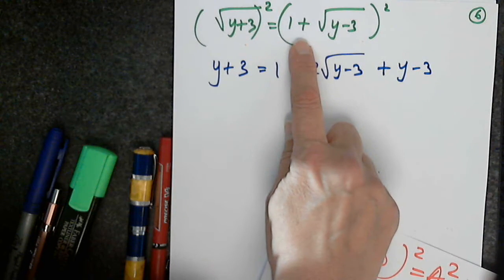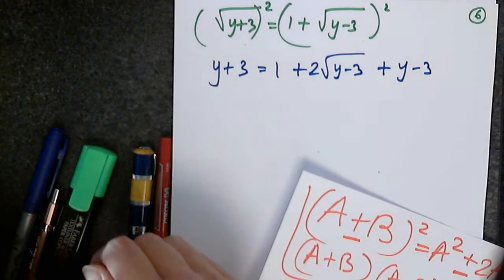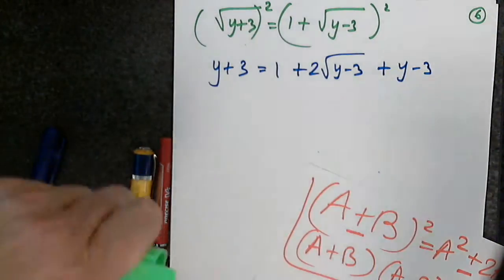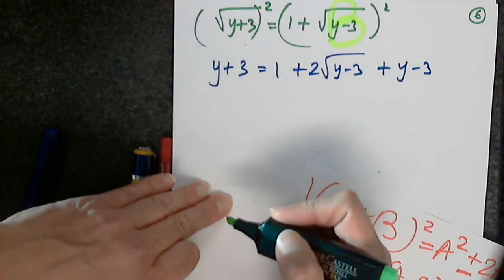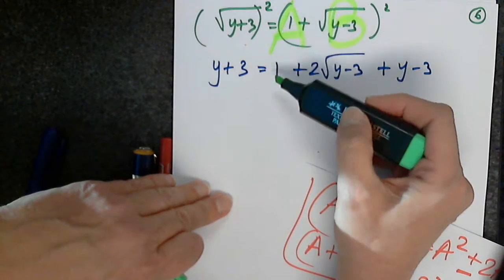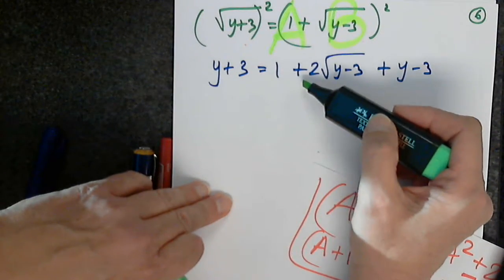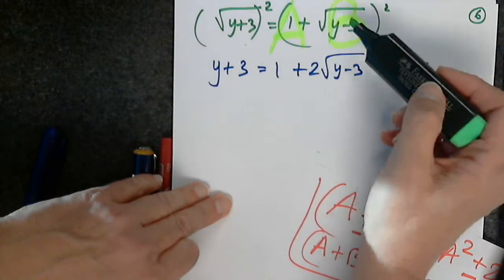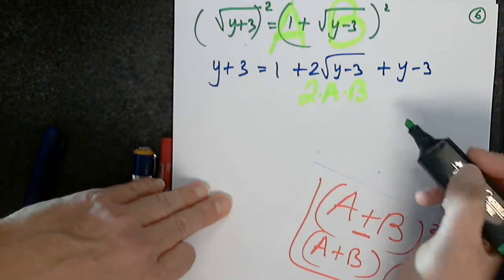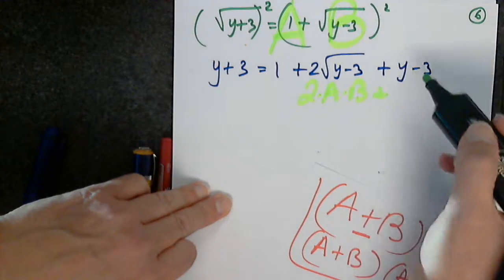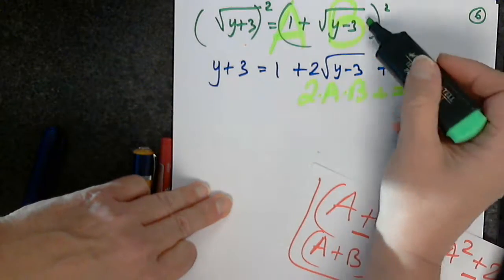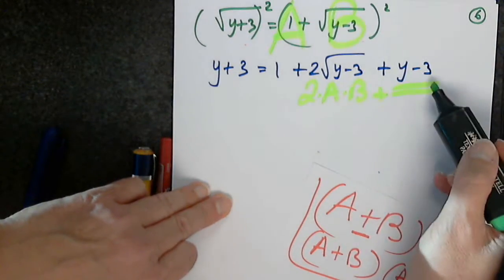I was looking in between the 1 minus 3. But this quantity is the b, and this quantity is the a. So a squared is 1 plus 2 times a times b plus b squared, which is this. So the square root squared is y minus 3.